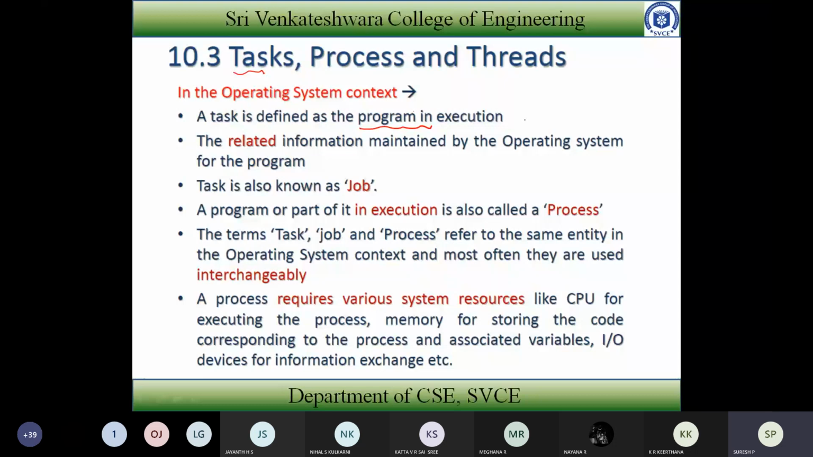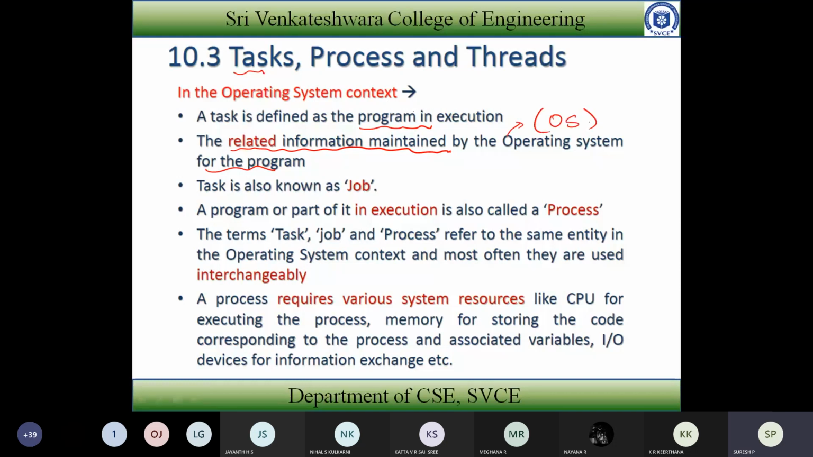So when it is executing, what does your operating system have to maintain? The related information about that particular process has to be maintained by the operating system for the program. Whatever information is required for that particular process to run, that information has to be maintained by whom? It has to be maintained by the operating system.